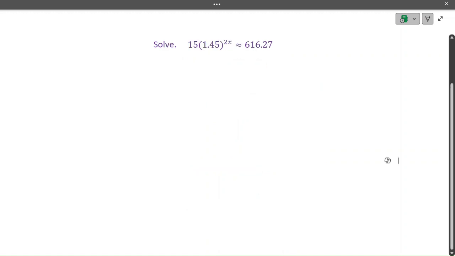All right, our next problem, we're combining a couple things that we've already learned. I noticed that I have my base multiplied by 15. I also noticed that my exponent isn't just the variable, it's 2 times x. So we're going to practice that again. So our first thing that we need to do is get 1.45 to the power of 2x by itself. Remember, we can't multiply 15 by 1.45 because the only thing being raised to the power of 2x is 1.45. That locks it in, so it's not combinable with anything. So I'm going to divide by 15 on both sides as a result.